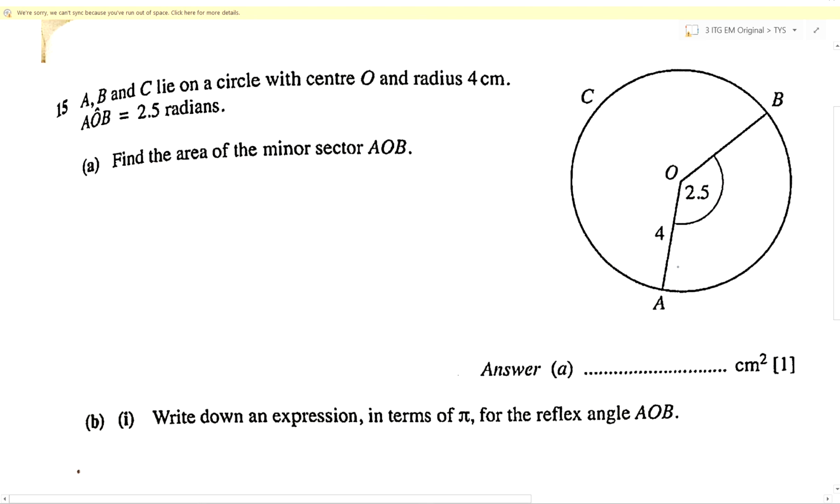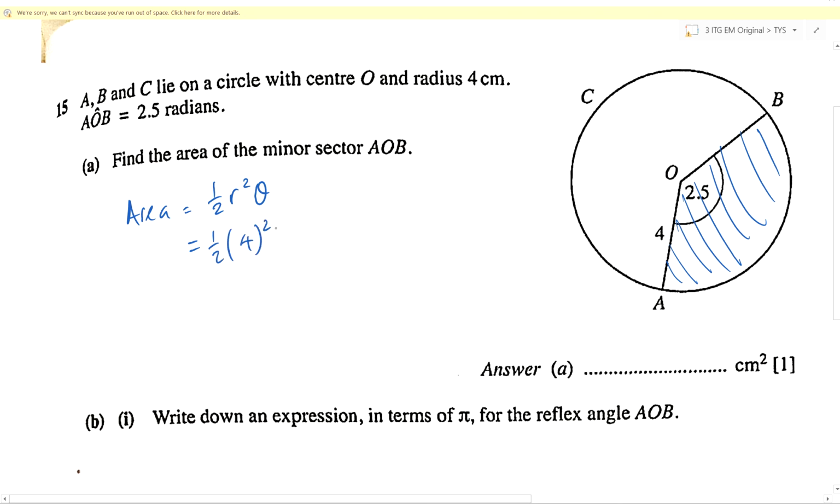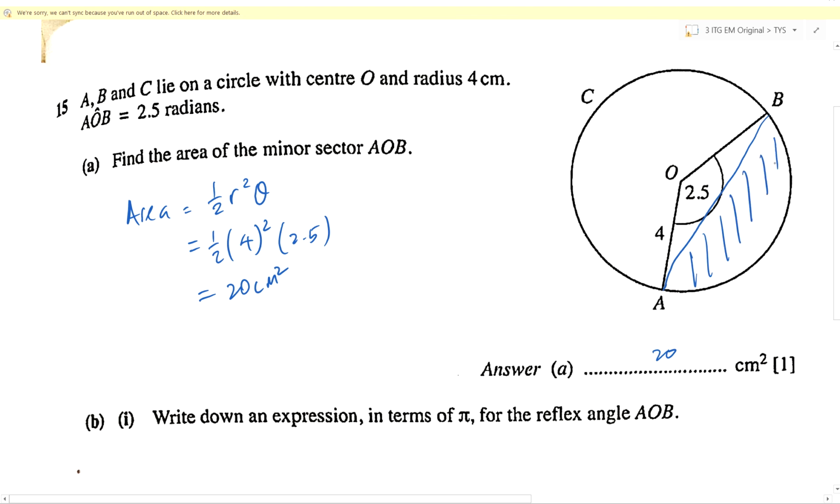So the area of the minor sector looks like this. Please note the difference between a sector and a segment. So the area of a sector has a formula, half r squared theta, where r will be the radius, which is 4, and theta is the angle in radians. It is conveniently given to us that it is 2.5. And that's as straightforward as it can get already. 10 times 2, 20 square centimeters. A segment is the sector minus the triangle. A segment will look like this. There's no formula, right? It's just this one minus the triangle.